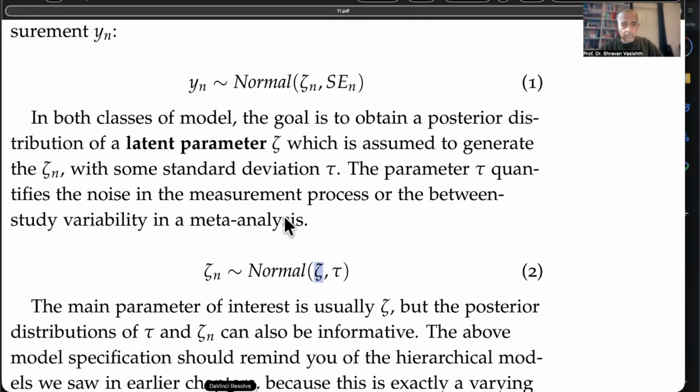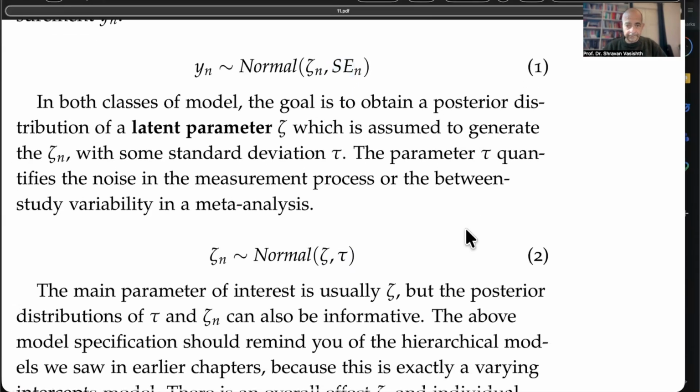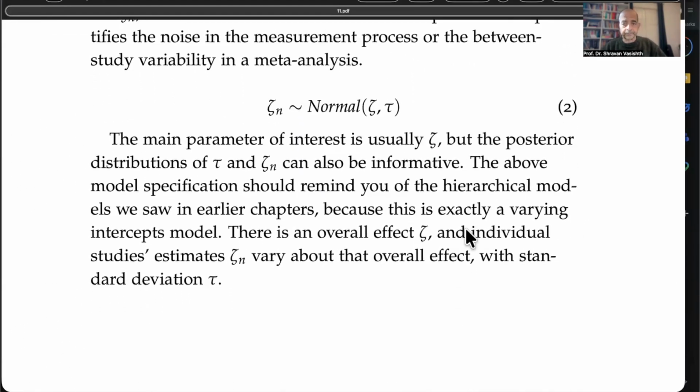So this is the entire model actually, right? This is a hierarchical model because it has between study variability and also within study variability here. Okay. All right.